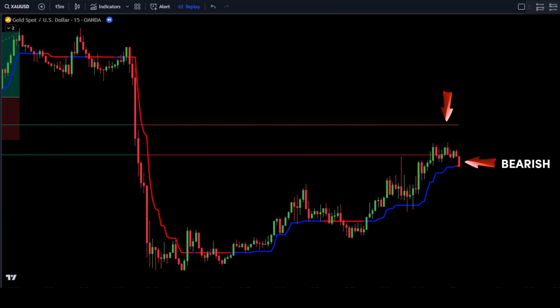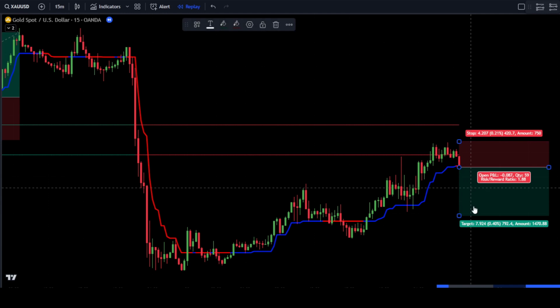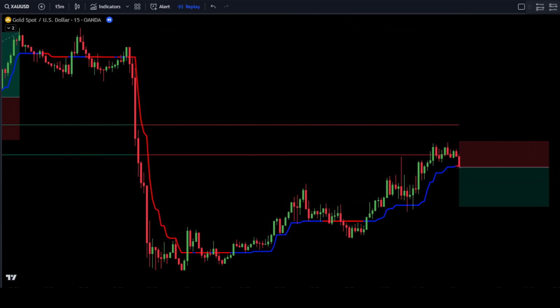As confirmation, ensure that the formed candlestick is bearish and the range detector line is still red. If all conditions are met, you can place a sell order after the bearish candlestick has closed. Place the stop loss at the latest swing high. Target the take profit using a 1 to 1.5 risk and reward ratio.